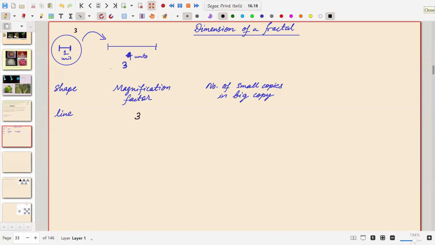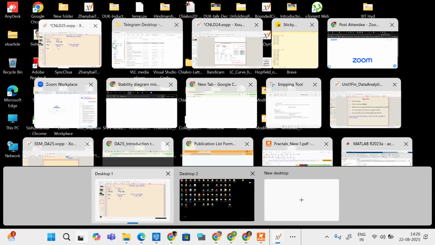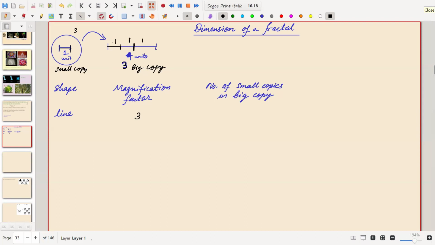Now, how many small copies can you fit inside the big copy? This is the small copy. This is the big copy. I have made it 3 units now. So how many small copies can you fit? You can fit like this: 1 unit, then another 1 unit, then another 1 unit. 1, 1, 1. Agree? Fine? Any issues? Because we will extend our idea. So the number of small copies in the big copy is equal to 3, right?